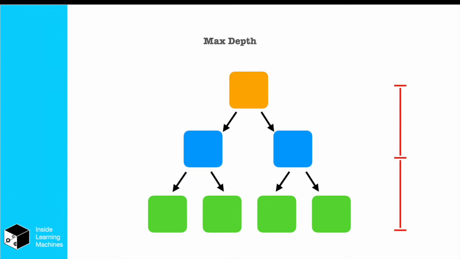So this tree here has a depth of 2 because there are 2 separate sets of splits in the tree. But this again can be an arbitrary number. It can be anywhere from 1 to any positive integer. So this is again something else that we'll have to set correctly.